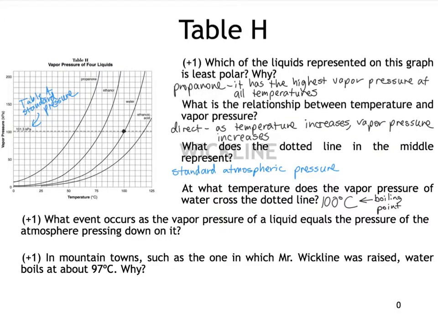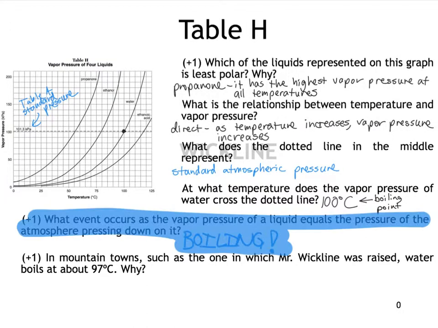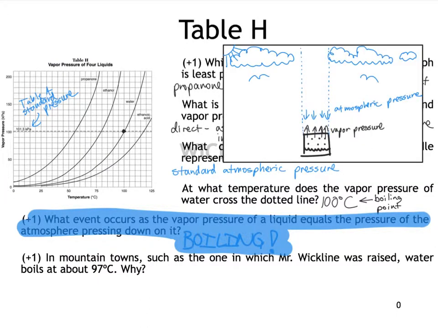So what event occurs as the vapor pressure of a liquid equals the pressure of the atmosphere pressing down on it? Boiling. I highlighted this because it's a really important thing to take away from this lesson. So basically, here's the way I envision this. The atmosphere is pressing down on the surface of a liquid, and the vapor pressure is pressing up against the atmosphere. So here's the diagram I would use to explain this.